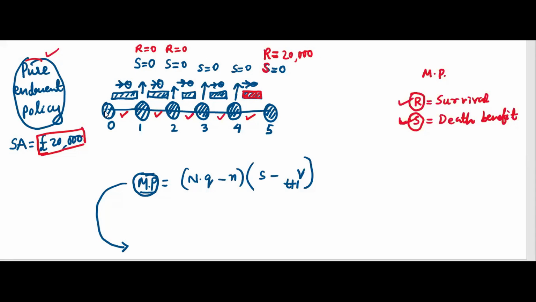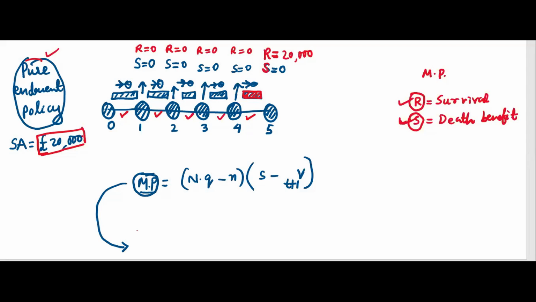So it's 0 here. R is 0 here. R is 0 here. So if you are finding mortality profit during first year, second year, third year, fourth year, R will not come into the picture.